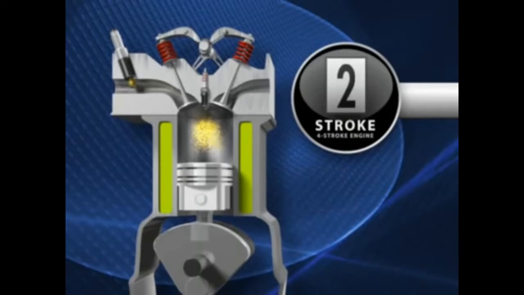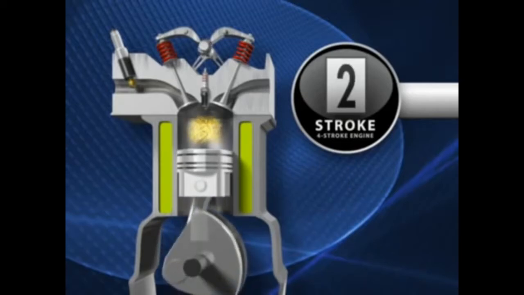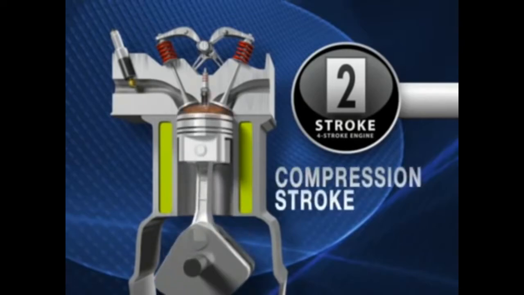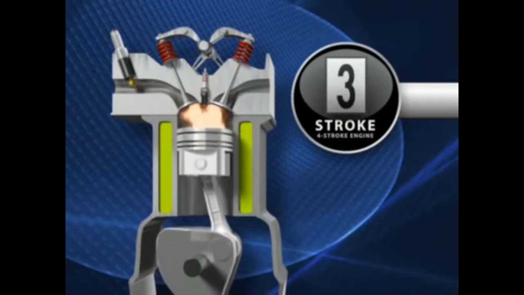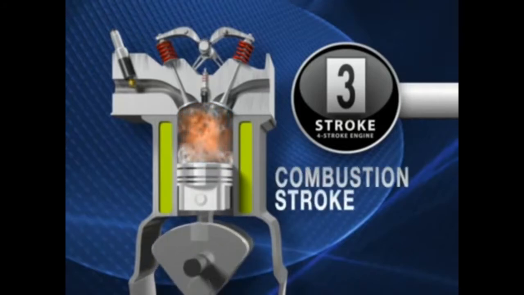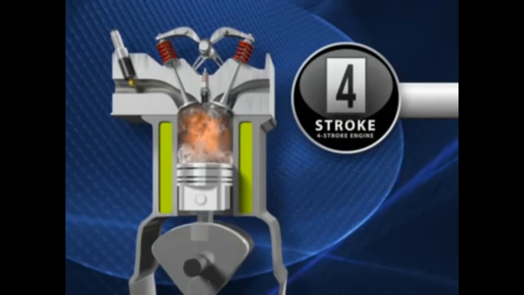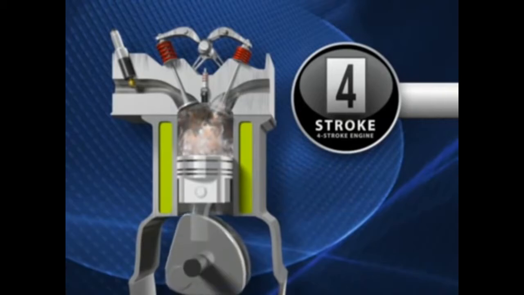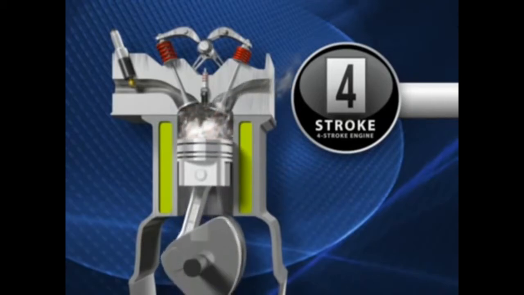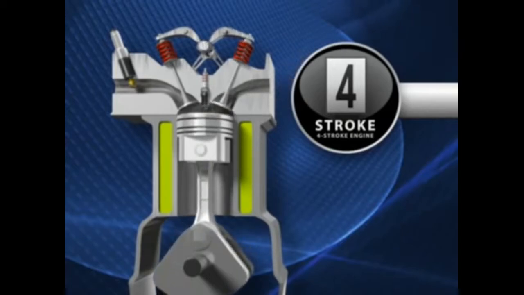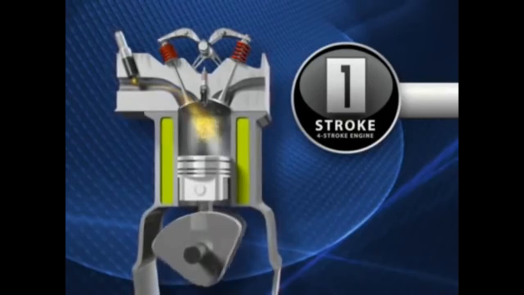On the second stroke, the piston travels upward, compressing the air and fuel to make a highly combustible mixture. This is called the compression stroke. At this point, the spark plug fires, sending the piston downward from the expansion of the air and gas mixture. This is the combustion stroke. The fourth stroke is the exhaust stroke. As the piston travels upward, the exhaust valve opens to release the burned air-fuel mixture. When the piston reaches the top of this stroke, the intake valve opens and the cycle begins all over again.